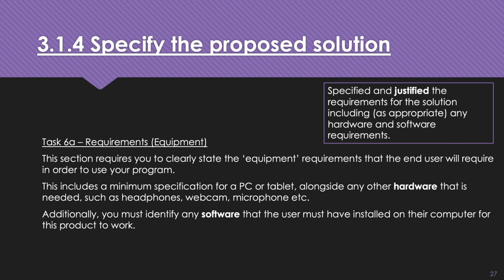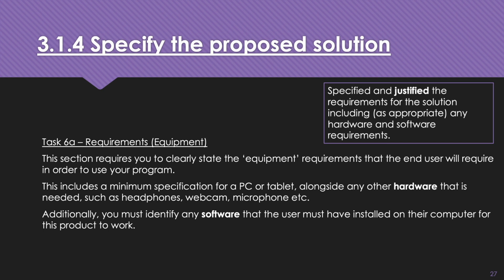So looking at the first part, task 6, and I've broken that down into two separate parts, 6A and 6B. So requirements, the equipment. This section requires you to clearly state the equipment requirements that the end user will require in order to use your program. So find the minimum specification for a PC or tablet that is required to run your program, and your program is going to run on the JVM. I've given you that hint already. But you can also include things such as headphones, webcams, microphones, whatever you need.